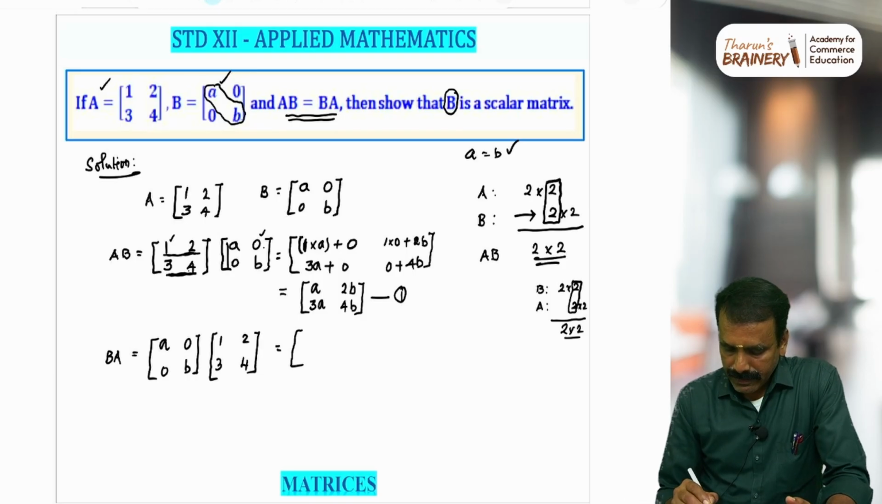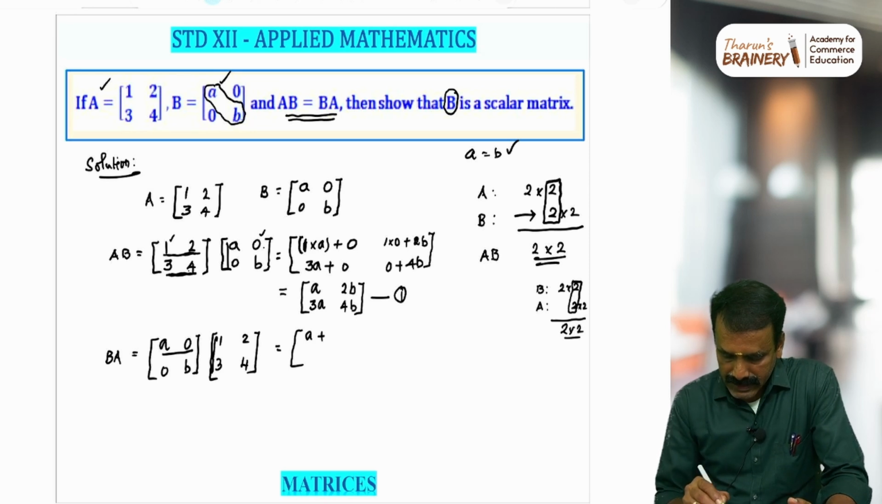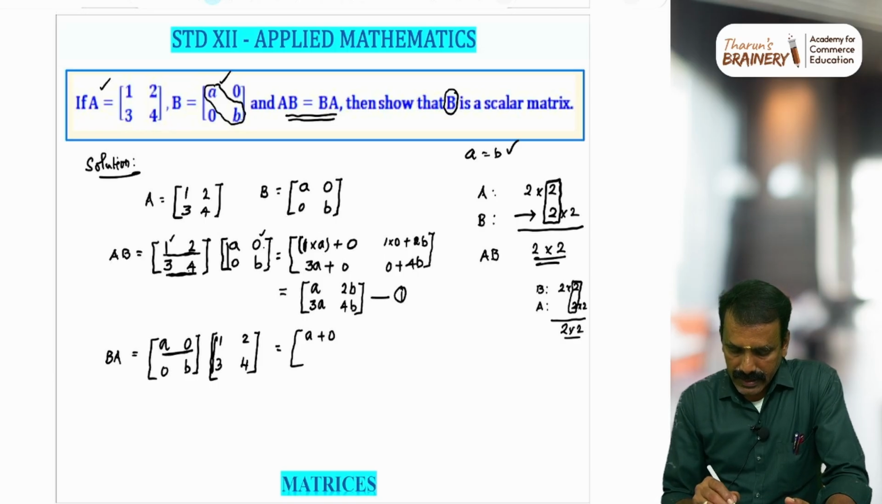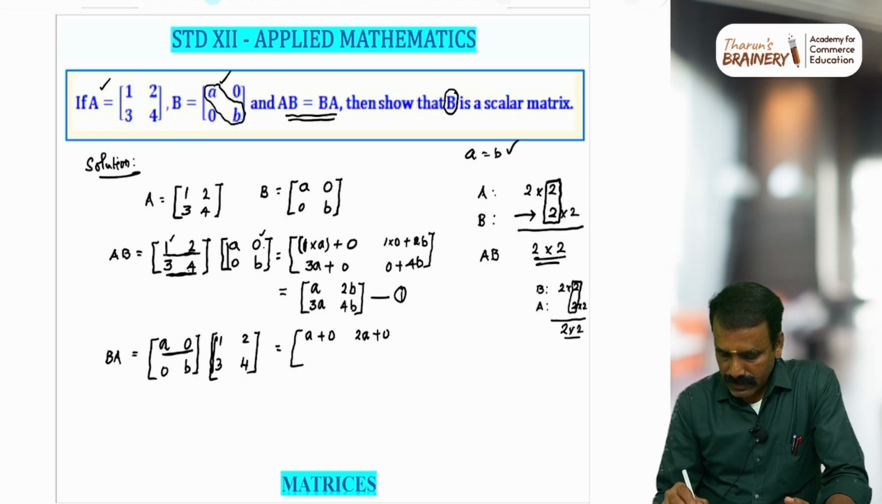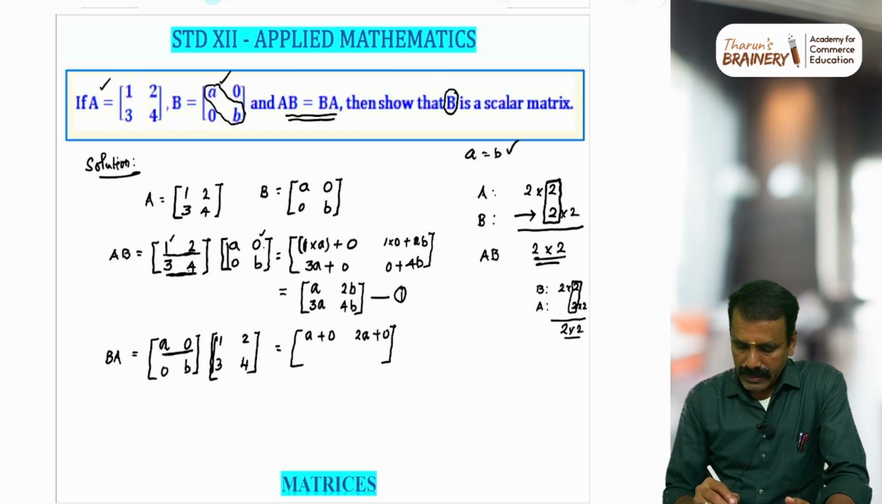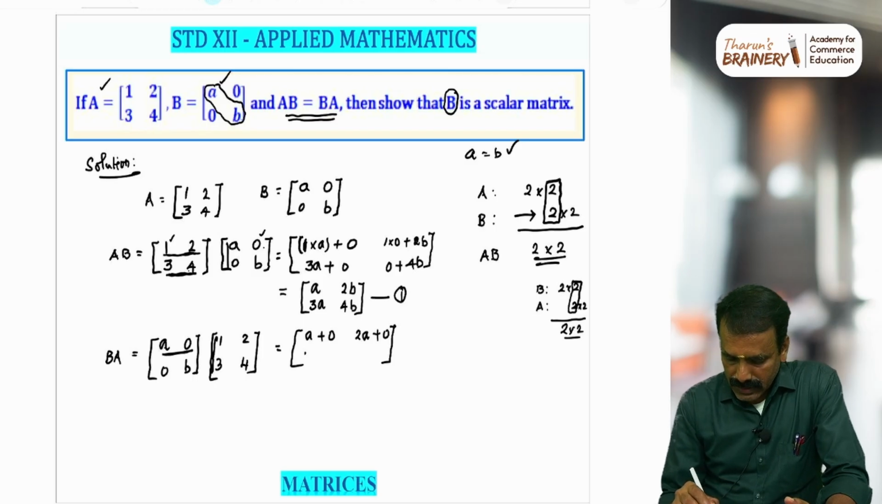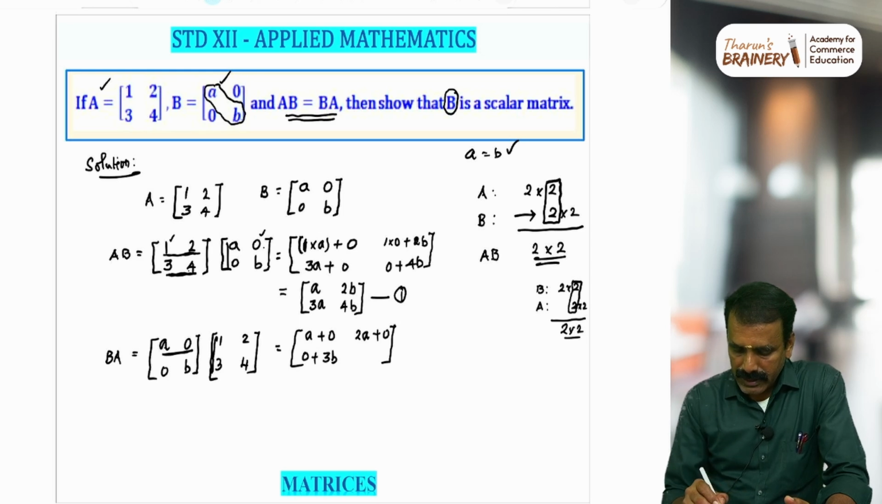So very comfortable, we start multiplying. How to multiply? First row multiplied with the first column. That is the first element. So A into 1, A, plus 0 into 3, 0. Then first row, second column. A is multiplied with 2, that is 2A. 0 is multiplied with 4, so it will be 0. Then 0 is multiplied with 1, 0, plus 3B.